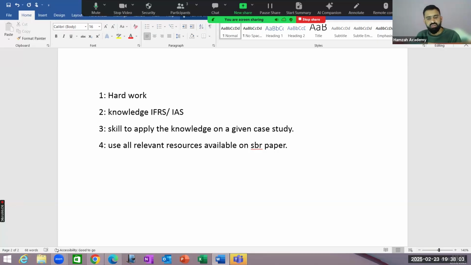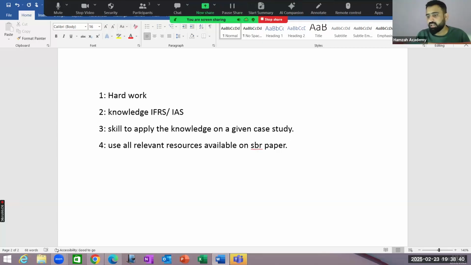Obviously, it will take time, but as I told you earlier, the first factor is hard work. You should be ready to do hard work to pass any exam in your ACCA journey. So these are the things which you should be able to demonstrate in your SBR exam. If you are ready to do it, and you can do it and you are doing it, then be confident. Obviously, you are going to pass the SBR exam.